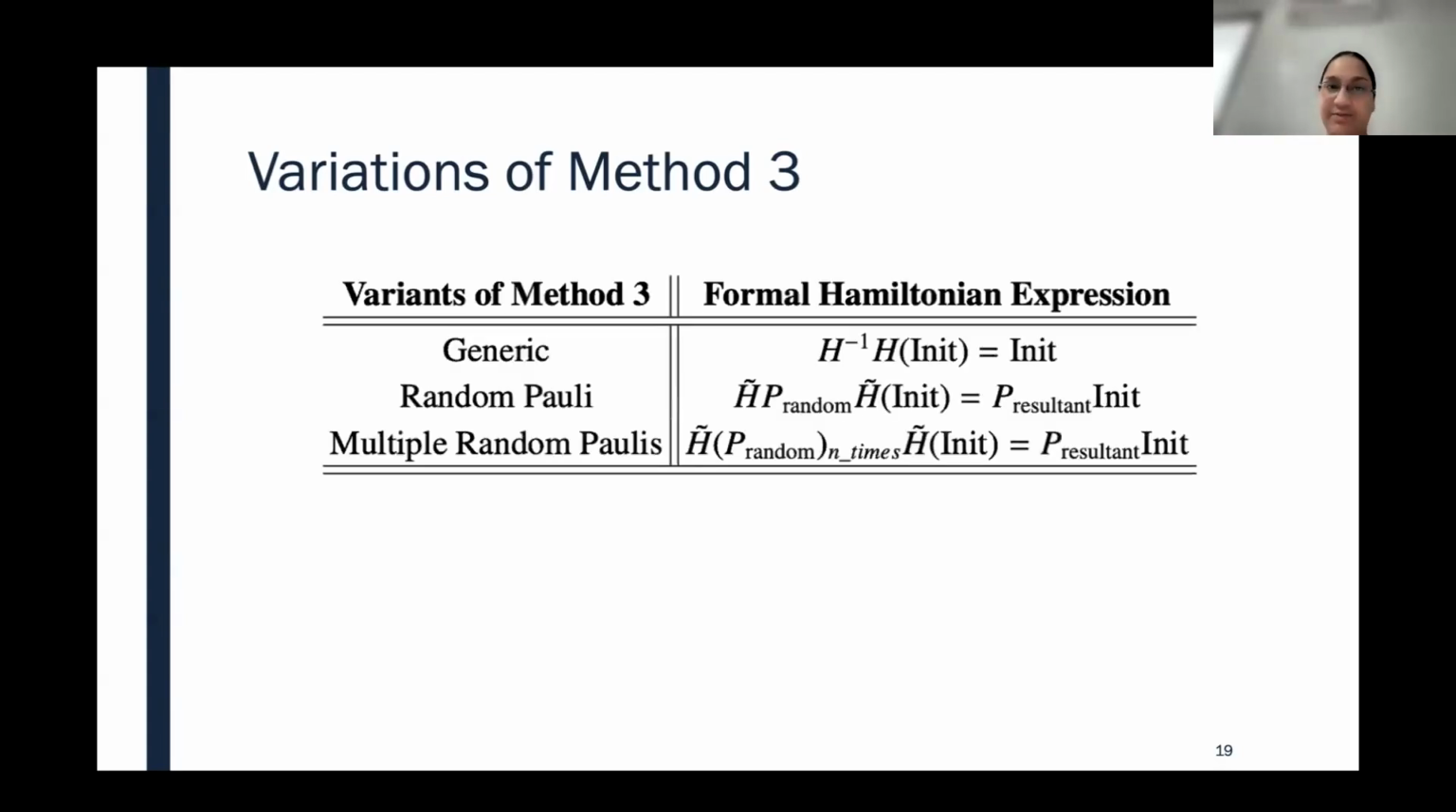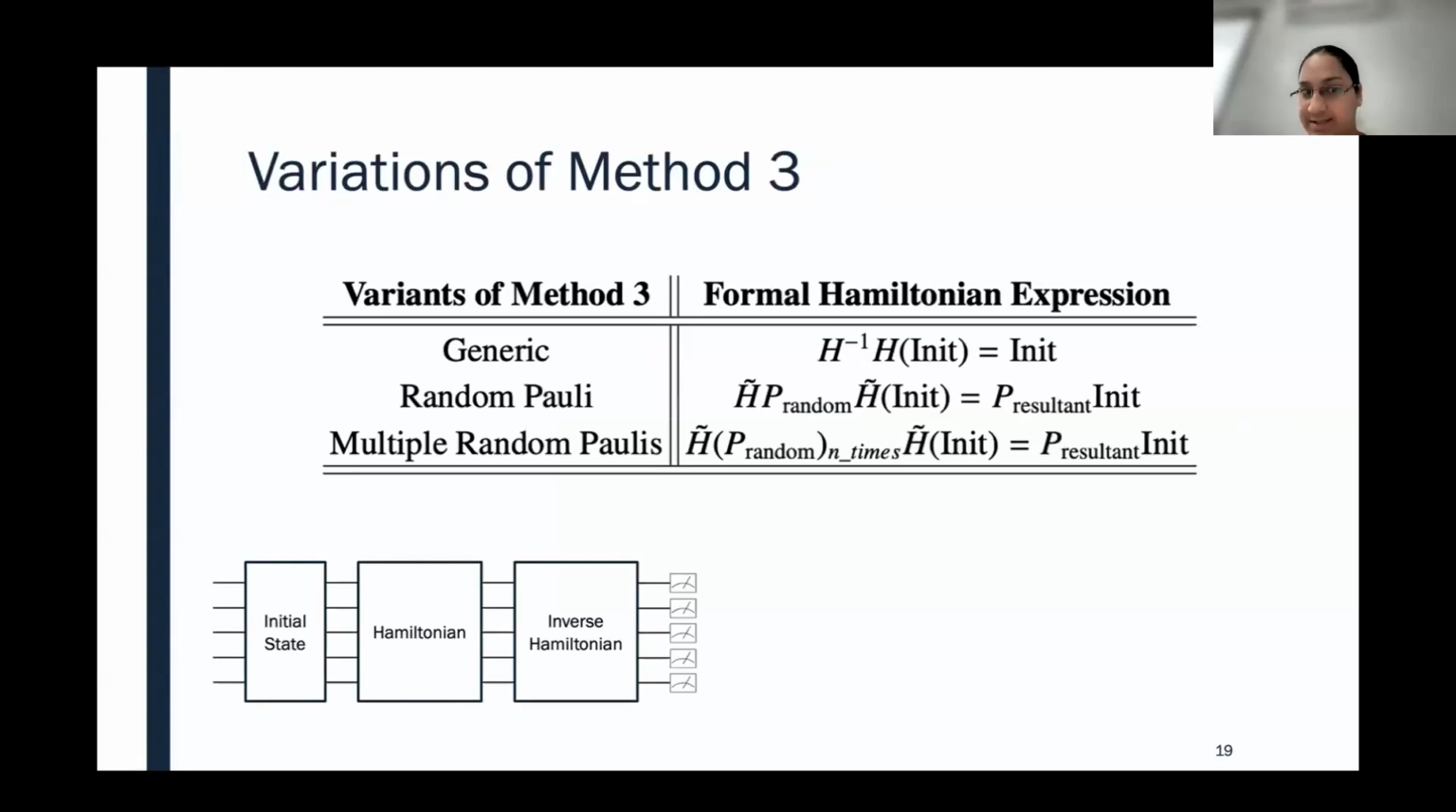Now, since method 3 is so important, in that it's scalable as well as it portrays the hardware error, we are going to talk about a few variations of method 3. The first is the generic kind that Sunny already described, where we have the initial state, the Hamiltonian, and the inverse of the Hamiltonian, thus giving us double the circuit depth than the others.